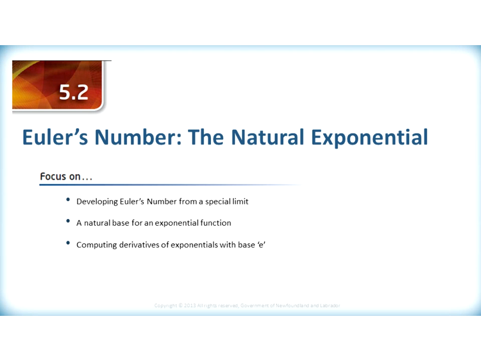All right. We're going to develop Euler's number, or see where it comes from. And one way we can get it is by looking at a special limit, so we will do that first. And then we'll talk about a natural base for an exponential function. So what happens if we use Euler's number as the base for an exponential? And then we'll compute derivatives of exponentials with base e, which is, of course, Euler's number. All right, let's roll on.